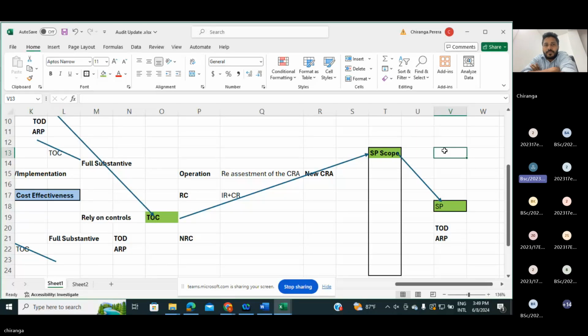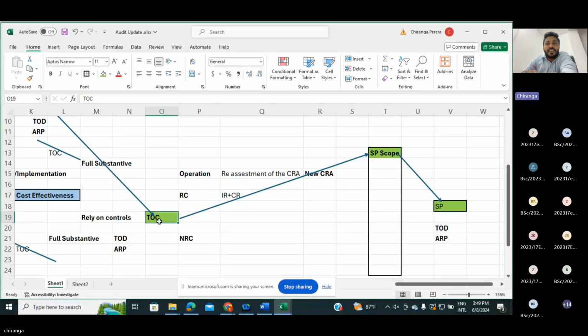Whether we should do high or low substantive procedures will be decided based on the TOC, right? Yes, very correct. So then you are supposed to do substantive procedures, where you are getting the scope threshold to select samples, to select more items. You are getting the threshold from the substantive procedure scope. That will be derived from what? The new CRA. That new CRA will embed the TOC results.